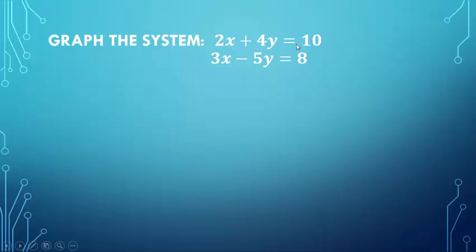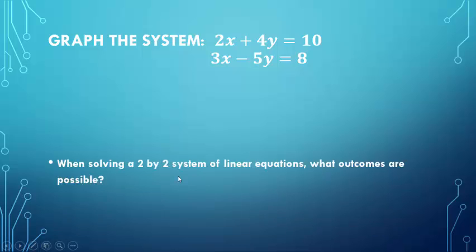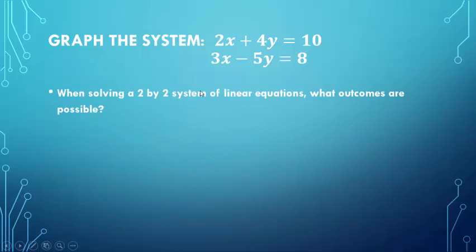If you want to do this by hand, often you can just graph them by hand, and that can help you as well. I kind of know that this one doesn't have integer answers really nicely, so I'm going to show you how to do this in Desmos. So I want you to think about this before we type it in. What could happen when I graph a 2x2 system?